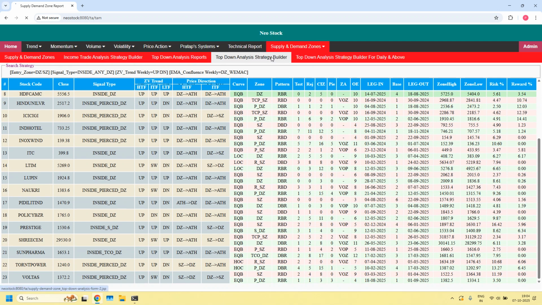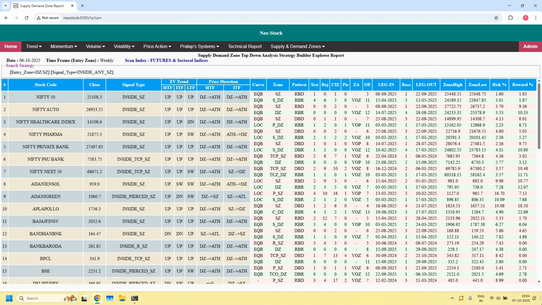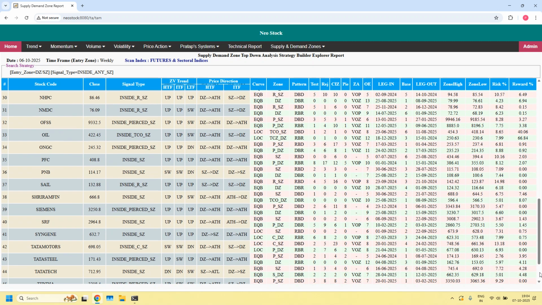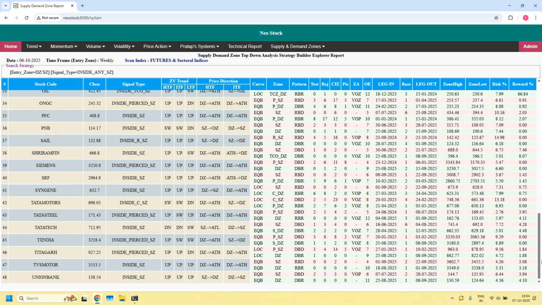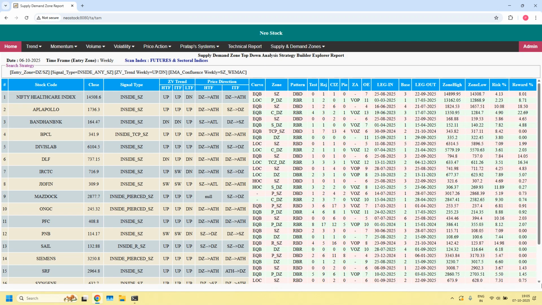Okay, next, price closed inside the weekly supply zone. First 15 stocks in the list. Scrolling the list down. Total 48 stocks filtered. We can further filter this list based on the weekly supply zone having weekly EMA confluence, and also the trend on the weekly should not be sideways. It can be an up or down trend.